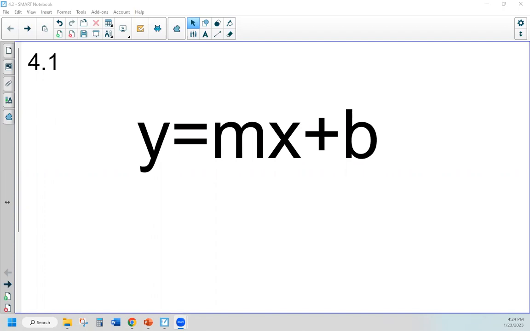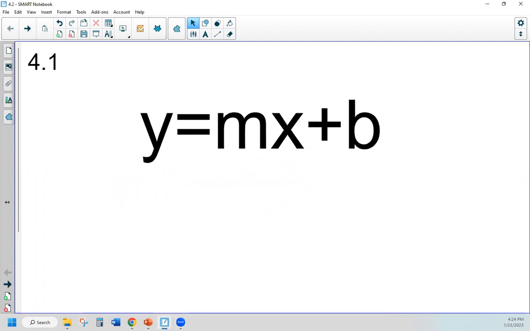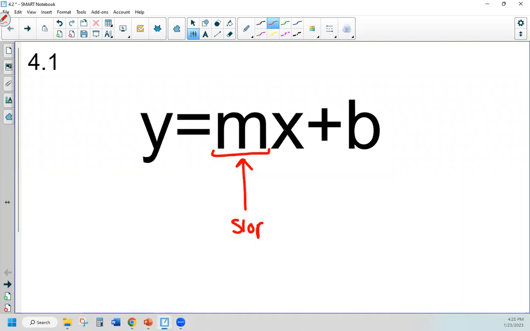All right, so really quick, a little talk through of what it is that we did in 4.1. In 4.1, we looked at this right here, and that is called the slope-intercept form of a linear function. The reason it has that name is because whatever coefficient is right in front of the x is going to be our slope, and the constant, or the number that sits by itself right here, is called our y-intercept. That is why this is called slope-intercept form.